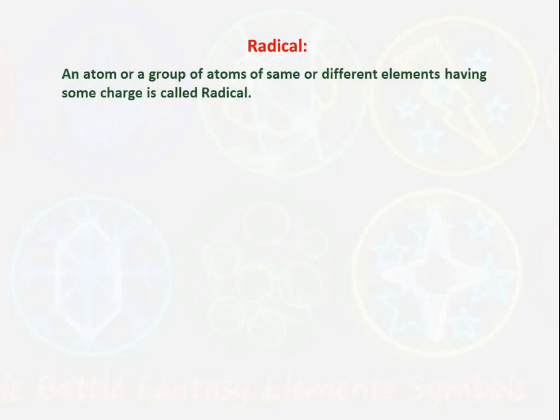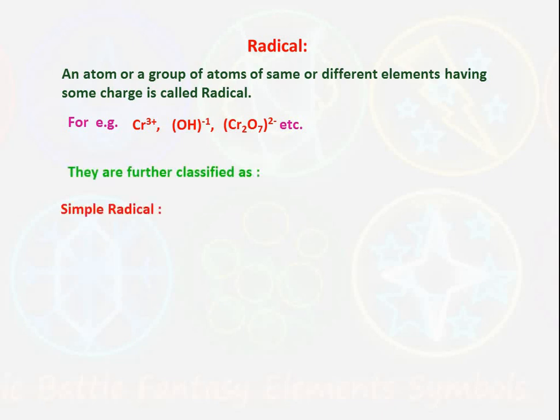So radicals. An atom or group of atoms of the same or different elements having some charge over them are called radicals. For example, Cr3 positive, OH whole minus 1, Cr2O7 whole minus 2 charge. All these have charges over them, so they are called radicals. Whether they consist of one atom or more than one atom, if they have a charge over them, they are called radicals. They are further classified as simple radicals.